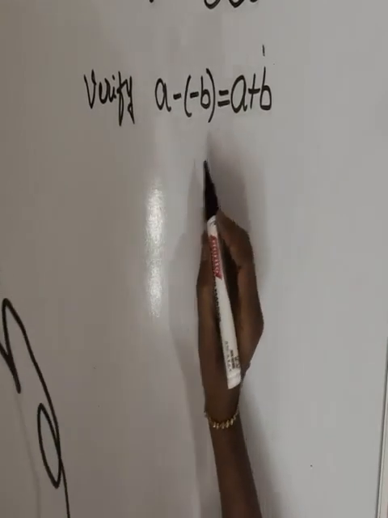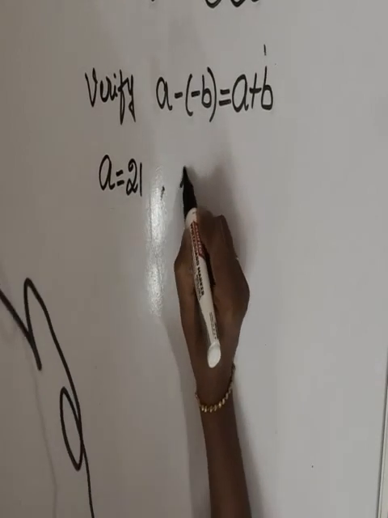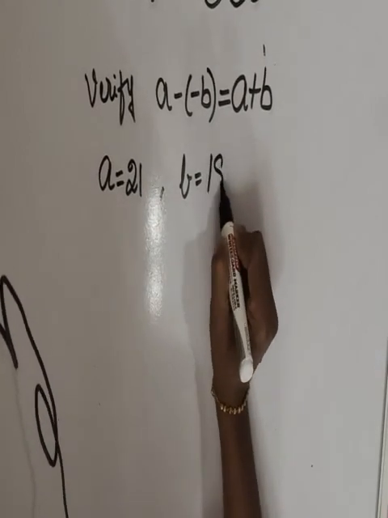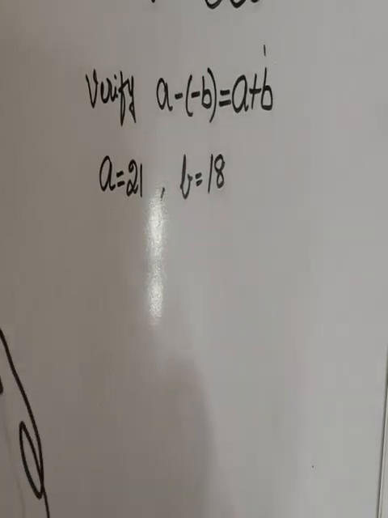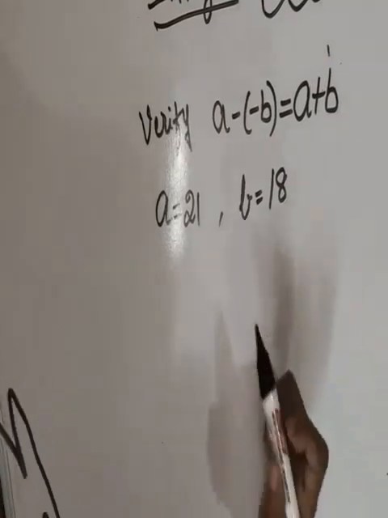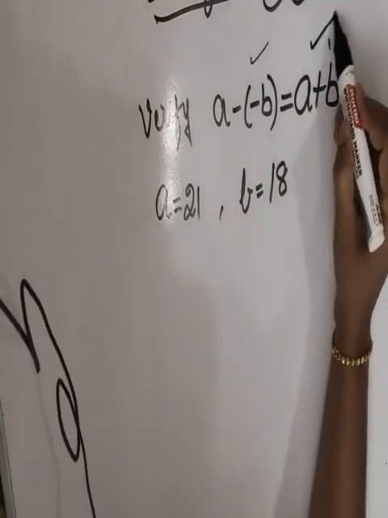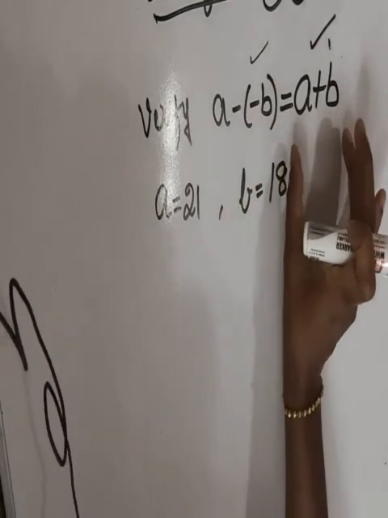Next, what they have done is they have given the values for a and b. a is 21, b is 18. Now what we have to do? We have to substitute the a and b values into the left hand side and right hand side of the given question, and we have to show these two are equal.